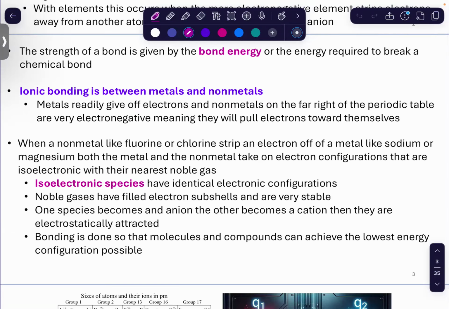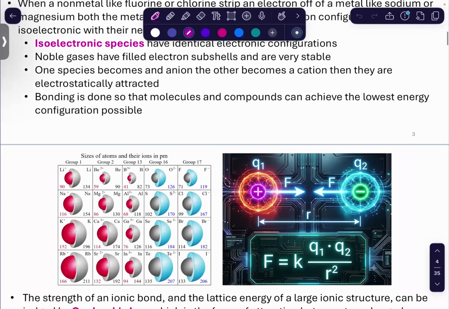The reason they go that way is because your noble gases have completely filled valence shells. And a completely filled valence shell is very, very stable. So your ions are going to tend towards their nearest noble gas in their electron configuration.